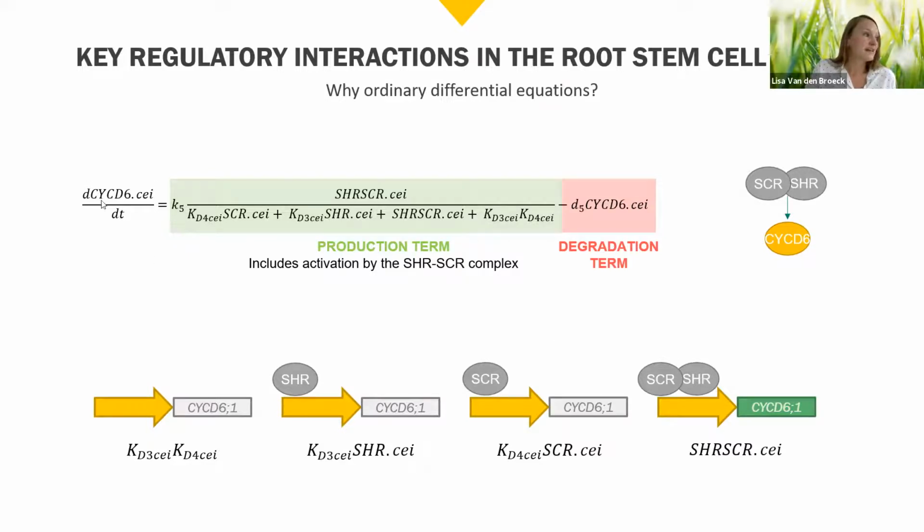So for example, for the cyclin D6, you have 4 different situations. One where nothing binds to the promoter, which is given by this term. One where SHORT-ROOT binds to the promoter, one where SCARECROW binds to the promoter, and one where the complex binds to the promoter. Only when the complex binds, the cyclin D6 expression will be activated. So this term of the complex will be in the numerator, while all the other combinations that can bind to the promoter will be in the denominator. So it's just to show you that the protein concentration will be determined by the upstream transcription factors that we include.